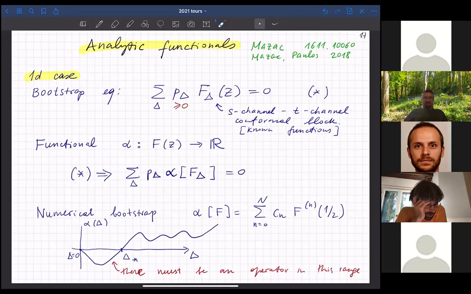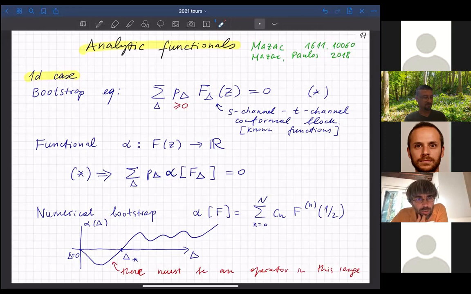Go. Okay, thank you. So this is something which is called analytic functionals, and it's been developed by Dalimil Mazáč and Miguel Paulos at École Normale. I am going to consider the simplest case of this approach, which is the one-dimensional CFT case, where there is just one variable z. The bootstrap equation that you want to analyze looks like some sum of p_delta, where p_delta are positive numbers, times some functions f_delta, where delta is the scaling dimension of the operator, and it represents the difference between S-channel and T-channel conformal blocks. So f_delta are some known functions of differences of conformal blocks.